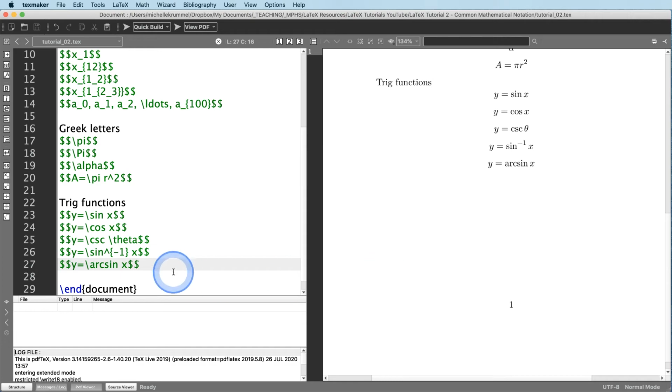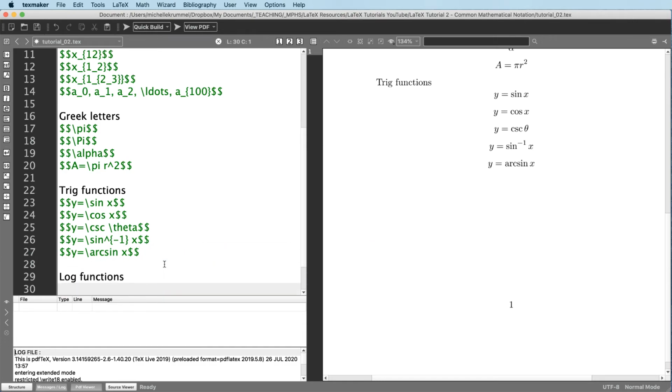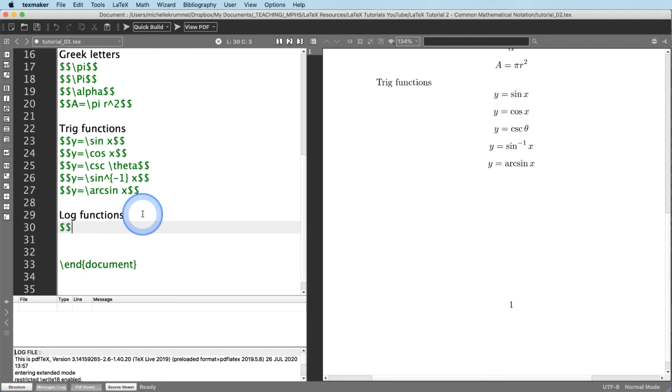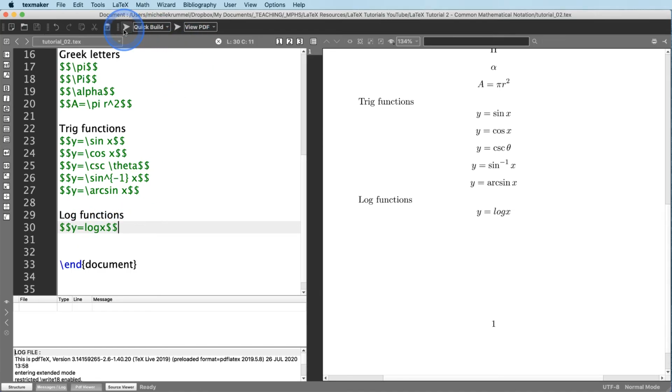Okay, let's do log functions next. And we will start with just a common log, y equals log x. Now again, think about what's going to happen if I compile this right now. I'm in math mode. It sees the y, the l, the o, the g, the x, thinks those are all variables, so it's going to look funny.